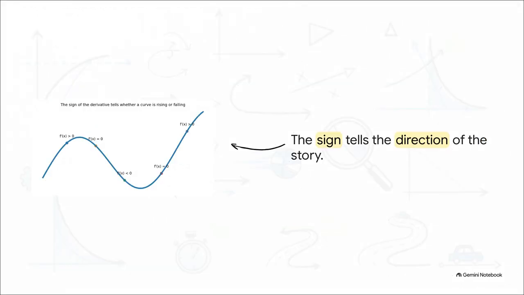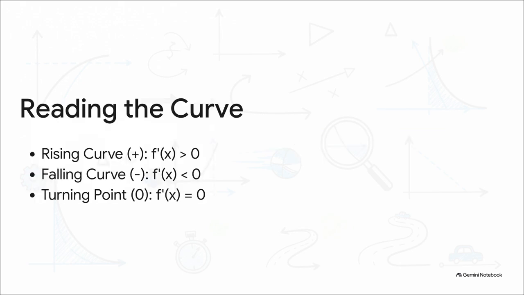Let's ditch the equations for a minute and become storytellers. Just by looking at the slopes of a curve, we can read its story without needing any complex numbers at all. The sign of the derivative, whether that slope is pointing up, down, or totally flat, tells us the entire direction of the narrative. It basically boils down to 3 simple states. If the derivative is positive, the curve is rising and your quantity is increasing.